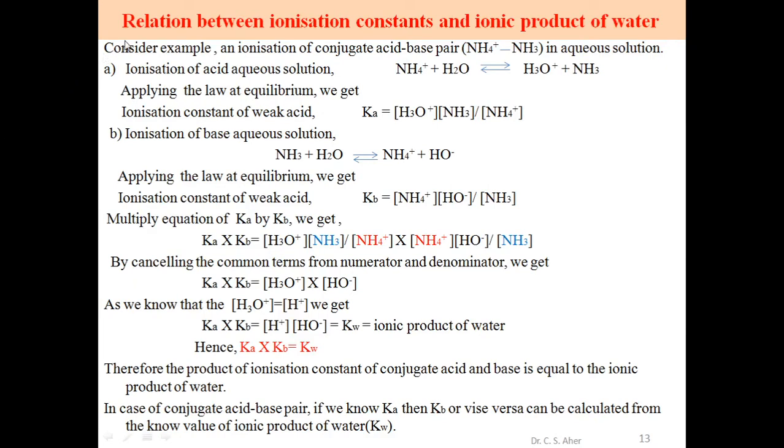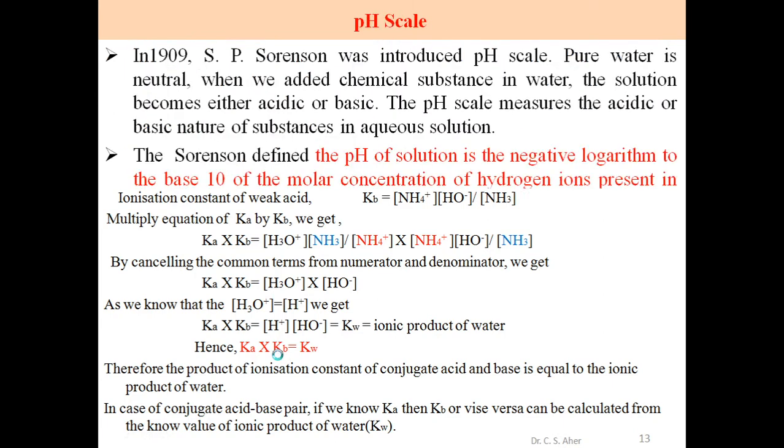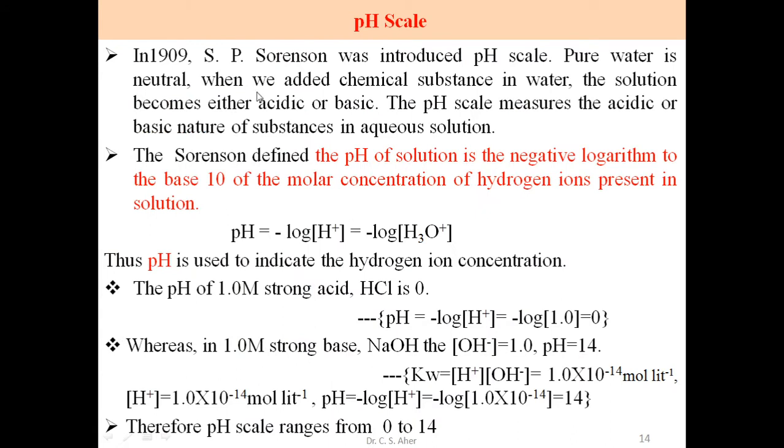So in the last video we completed the relation between ionization constant and ionic product of water. This relation is Kw, that is the ionic product of water, is equal to Ka into Kb, that is the ionization constant of acid into the ionization constant of base. So today we start a new topic, that is the pH scale.